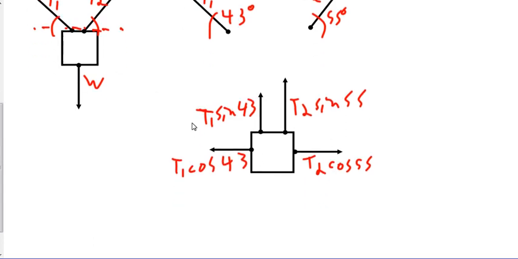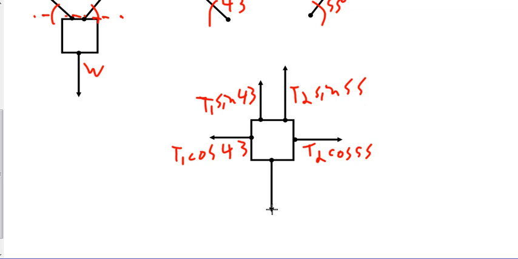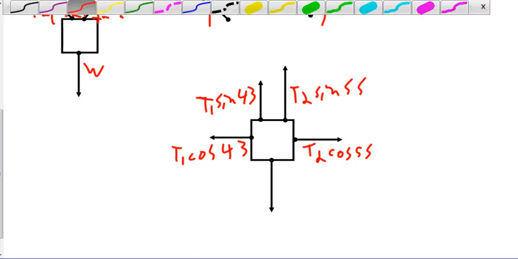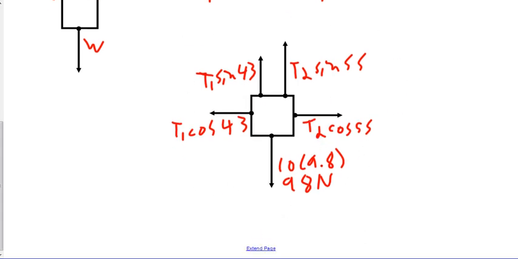And the last one is going to be the weight that's going straight down, and that has a force of the mass times gravity, so that's going to be 10 times 9.8, which should give us 98 newtons. And this is going to be our final free body diagram, or at least before our summation equations. And so now we need to work on our summation equations.